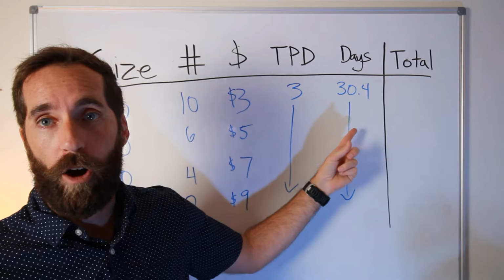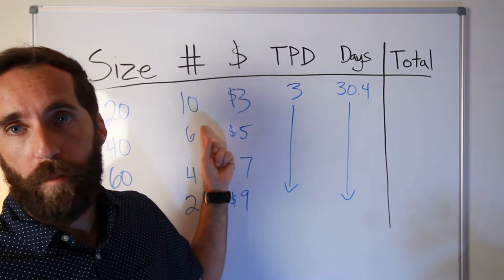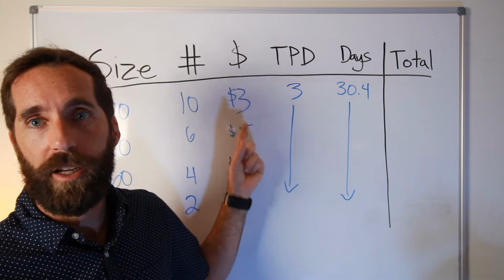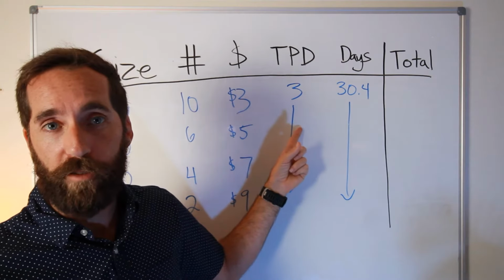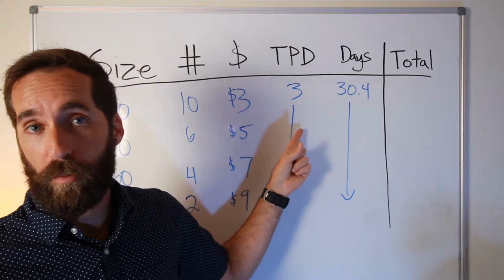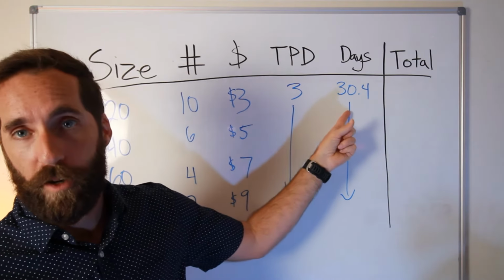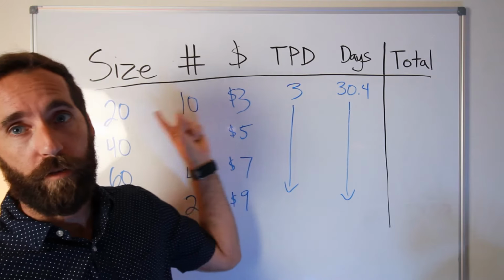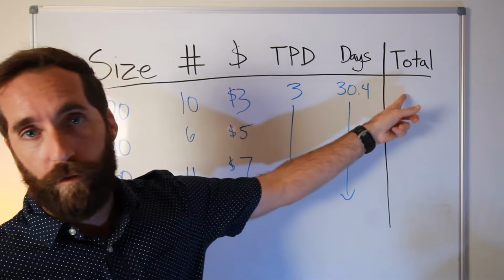All right, now all we're gonna do is multiply the number of machines times how much it costs to do 1 load of laundry for each machine, times an average of each machine being used 3 times per day, times the number of days in a month, and that will give us how much money is coming in for each size of machine every single month.